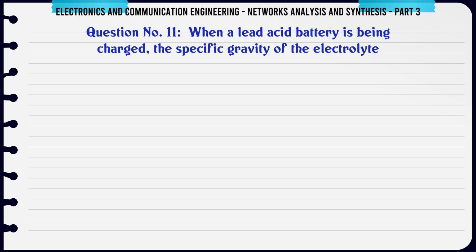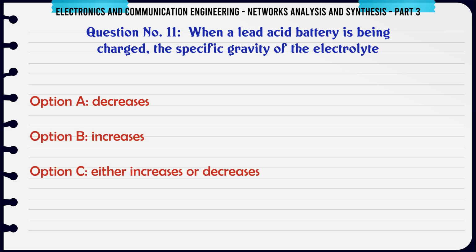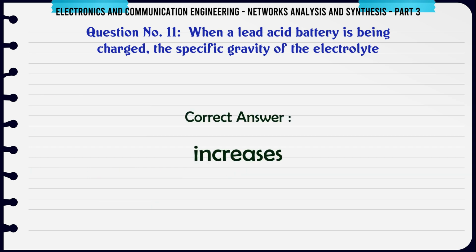When a lead-acid battery is being charged the specific gravity of the electrolyte A decreases, B increases, C either increases or decreases, D remains the same. The correct answer is increases.